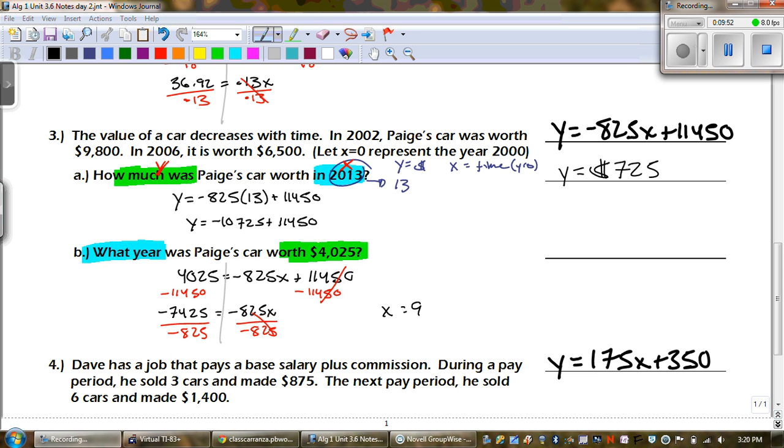Okay, so when you subtract it, you get negative 7,425 equals negative 825x. You divide both sides by negative 825, and you get x equals 9. Well, they didn't make cars in the year 9, guys. What year is that? Remember that they're talking about the year 2009.